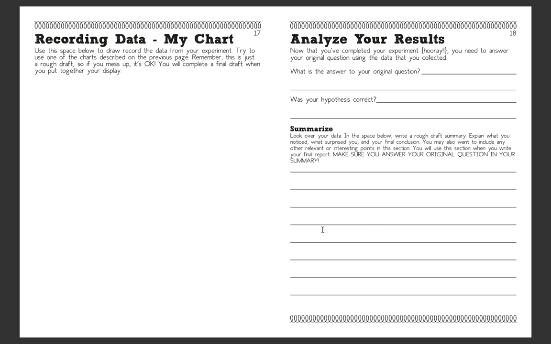Now that you've completed your experiment, you actually need to answer your original question that you started your experiment with. So, what was that original question that you asked? And you are going to write down whether or not your hypothesis was correct or supported. Finally, you're going to look over your data, analyze it, and write a rough draft summary. Explain what you noticed, what surprised you, what challenges you might have faced, what went well, and your final conclusion. You may also want to include any other relevant or interesting points in this section. You're going to use this to write your final report and make sure you answer your original question in your summary.